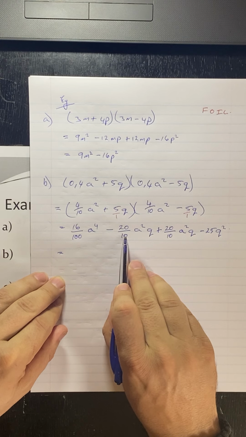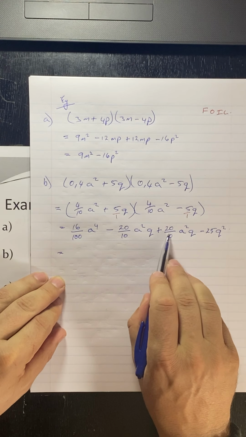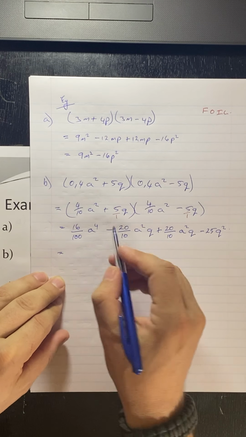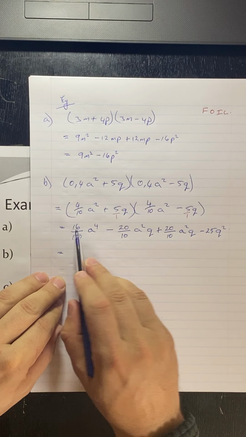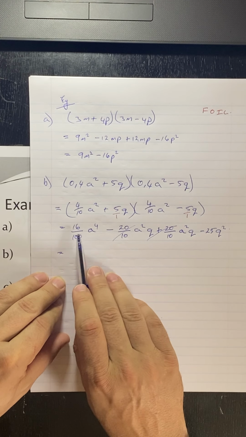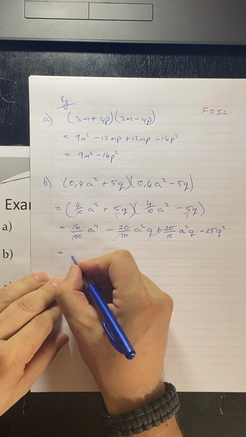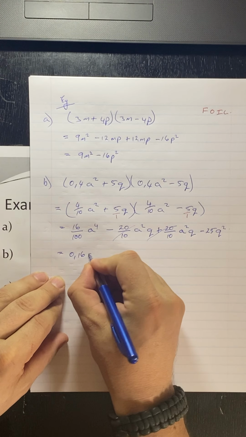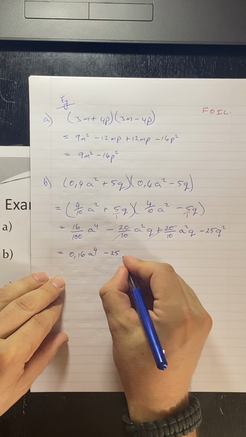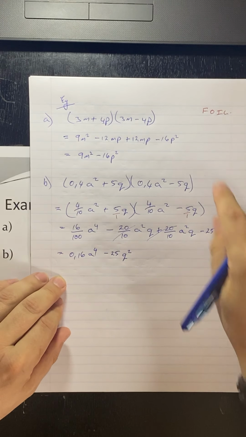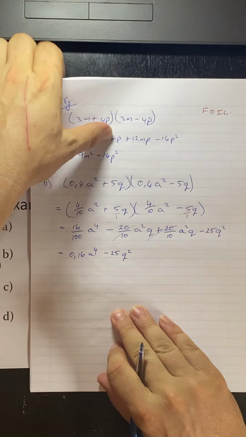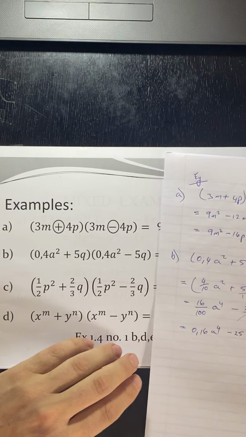This minus 20 over 10 a squared q will cancel with this 20 over 10 a squared q. So what we're left with is, now I can simplify my fraction because these are gone. We're just left with that one and that one. 16 divided by 100 is 0.16, a to the 4 minus 25 q squared. Again, we just use the old-fashioned FOIL method and we get the same answer. Let's look at the next one.